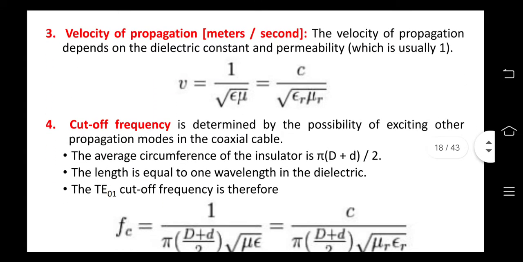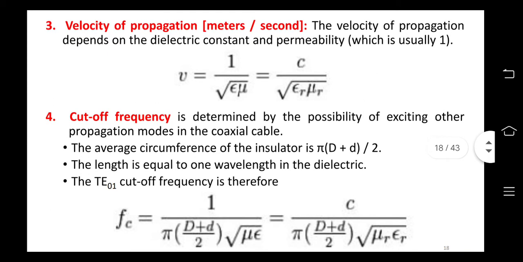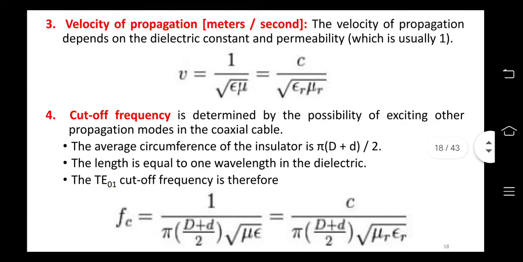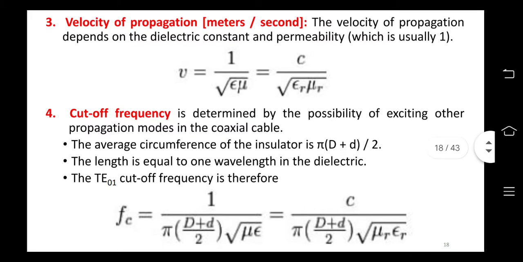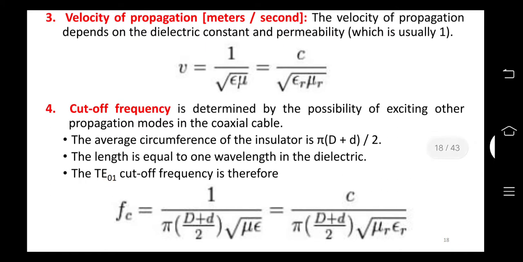The third parameter is velocity of propagation. So, meters per second is the unit. It depends on the dielectric constant and permeability. Mostly it's equal to 1. So, V is equal to 1 by square root of epsilon into mu, which is equal to C by square root of epsilon r into mu r.